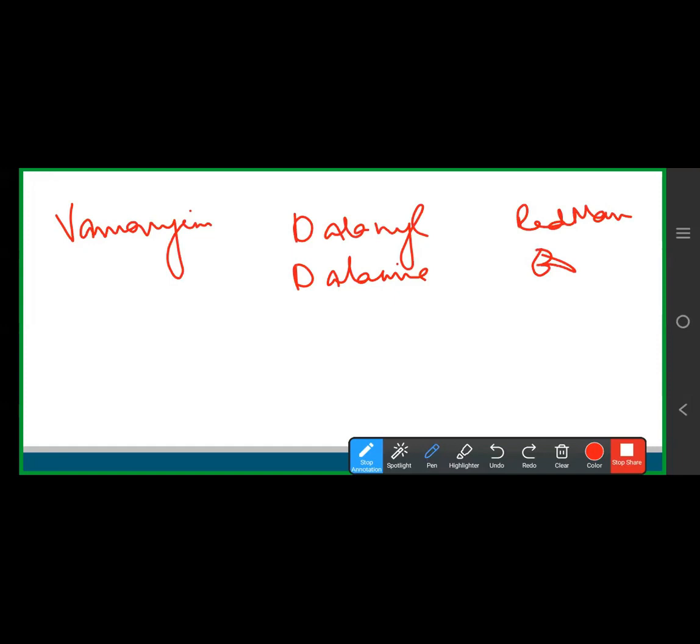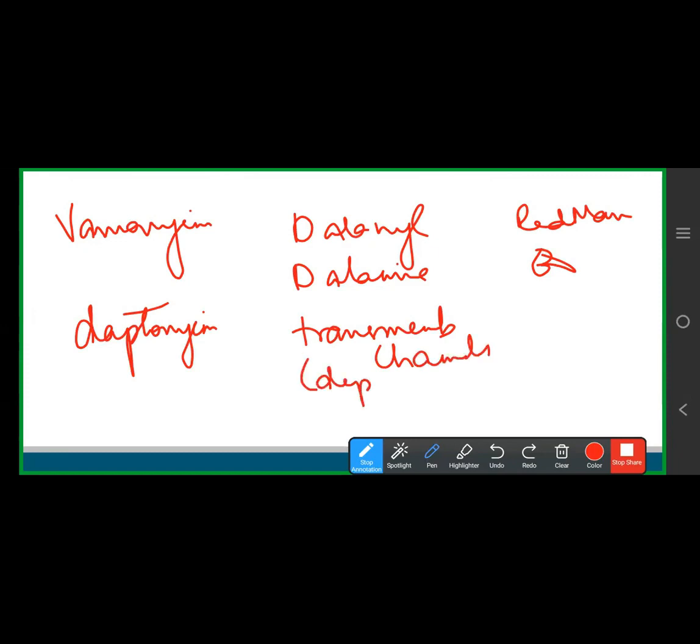Okay, that is vancomycin. Another drug that I can use is daptomycin for the MRSA. For daptomycin, what you have to take away is that it's going to create transmembrane channels. Okay, so this creates transmembrane channels. That is the mechanism of action. You have to know the buzzwords. So for daptomycin, it's going to depolarize the cell membrane. How is it depolarizing the cell membrane? By creating the transmembrane channels.